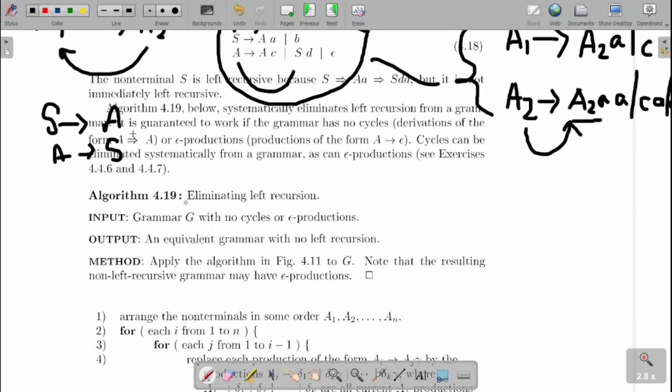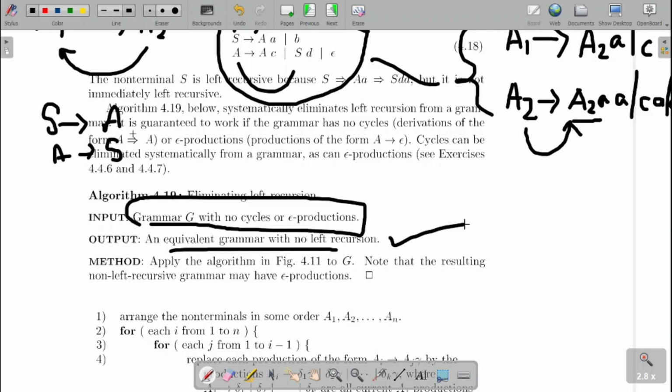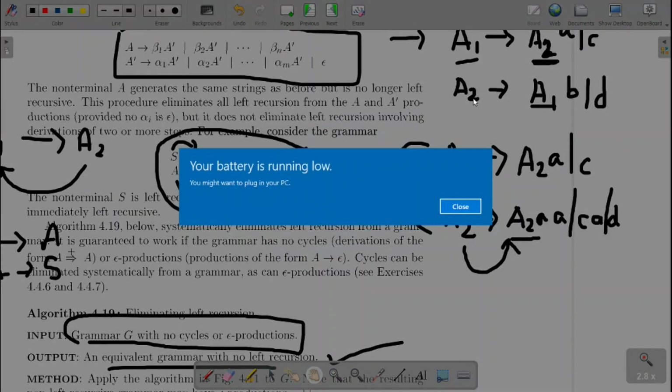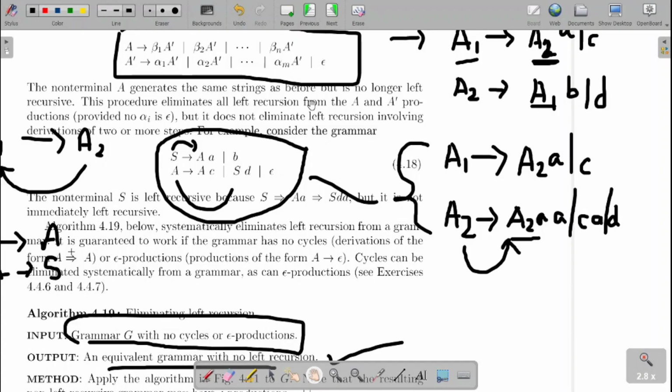So now what do we need? We need a grammar with no cycles or epsilon productions as input, and the output is an equivalent grammar with no left recursion. Now how will it be applied? The method is quite simple. The first step is to arrange the non-terminals in some order. Let us take the non-terminals over here and arrange them in the order A1 and A2.